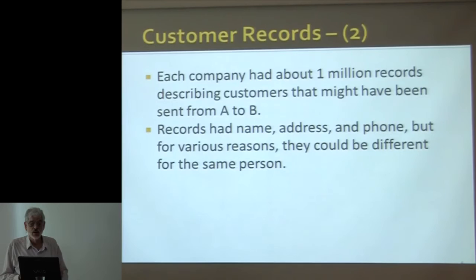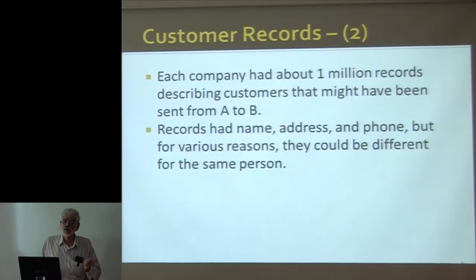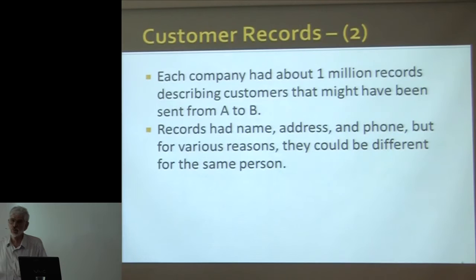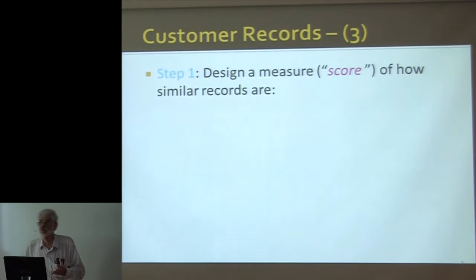Now, the problem is, each of the records had a name, an address, and a phone. But since they were kept by different companies, they could be different. There were typos. Some records would be kept up to date. If you were a customer of B, you didn't bother informing company A that you had moved, but you have to inform B because they were the one actually providing the service.